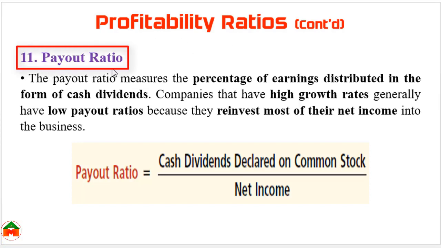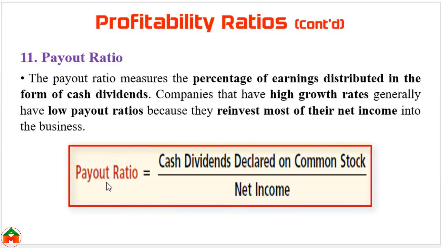The next ratio under the profitability ratio is the payout ratio, that means the dividend payout ratio. By the dividend payout ratio, we measure the percentage of earnings distributed in the form of cash dividends. If the company has high growth rates, then the payout ratio will be low because the company reinvests their income. The formula of the dividend payout ratio is cash dividend declared on common stock divided by net income.